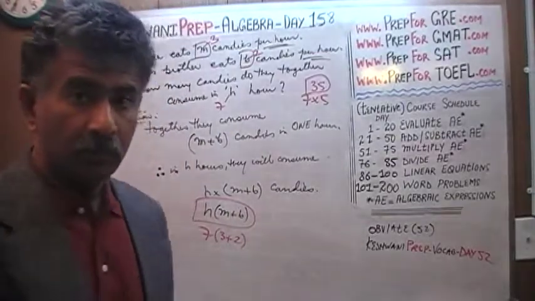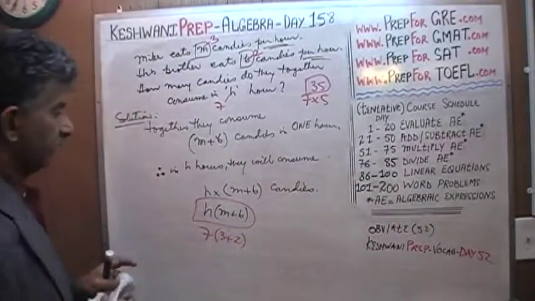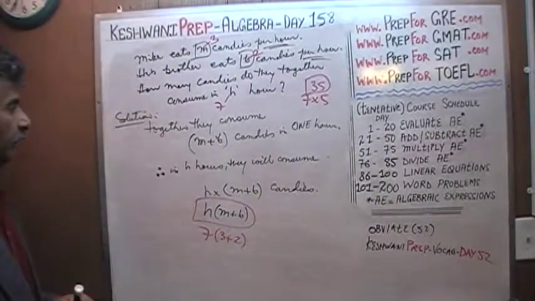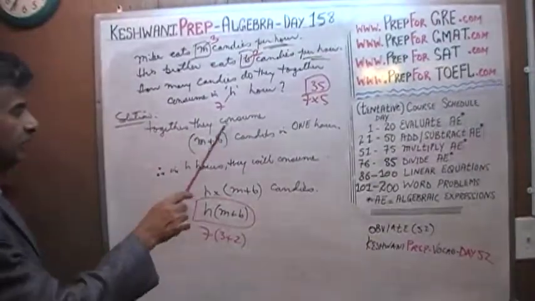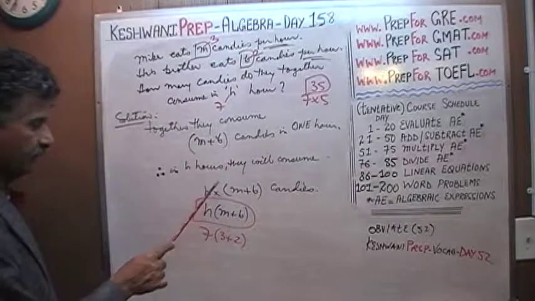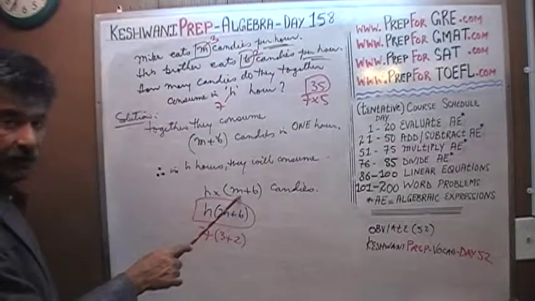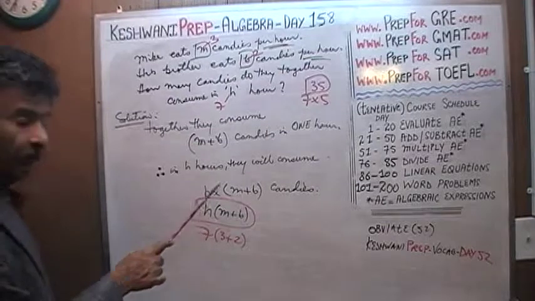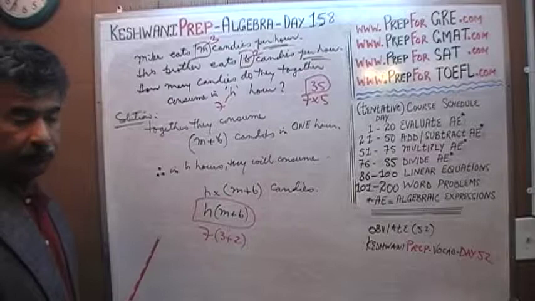You want to do one more? Oh, let's do one more then. So we are done with this one. I need the room, so I need to raise it. One more time. Together they consume M plus B candies in 1 hour. Therefore, in H hours they will consume H times as many. In 3 hours, they will consume 3 times as many. In 7 hours, they will consume 7 times as many. In half an hour, they will consume half as many. Do you understand?